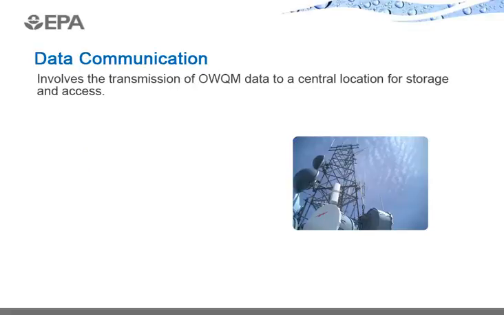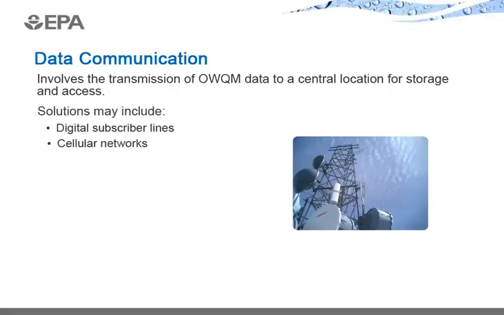The data communication design element involves the transmission of OWQM data to a central location for storage and access. Data communication solutions may include digital subscriber lines, cellular networks, radio, and city-owned wireless networks. The type and quantity of data produced, existing communication capabilities, and the locations from which data must be transmitted can impact the selection of these solutions.